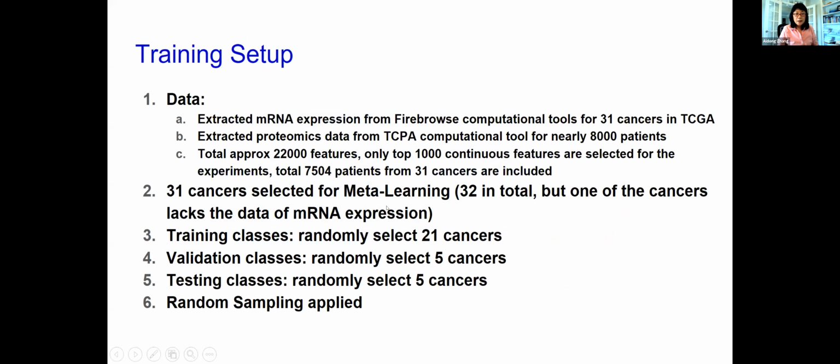So basically, we train the model with meta-learning from 31 cancers, because the other 2 cancers are too small and the data are not adequate. And then we validated and tested it that way.